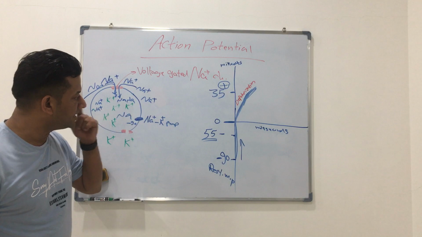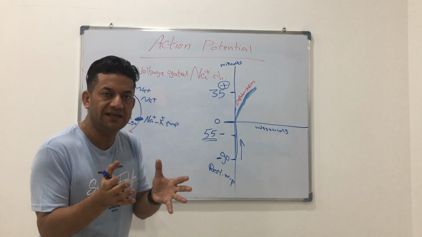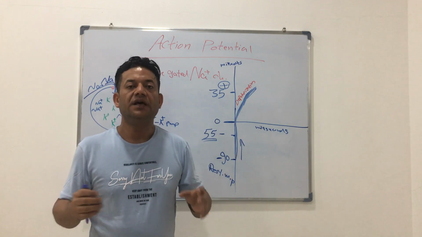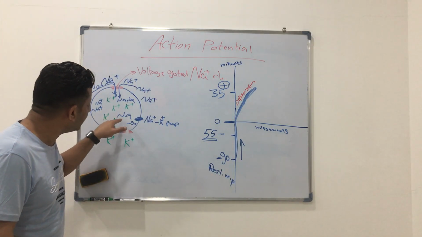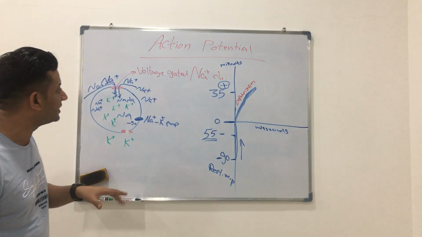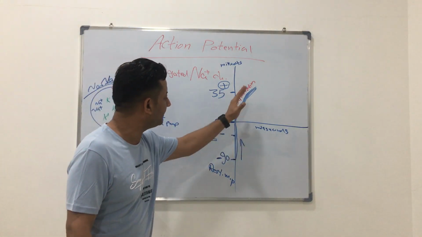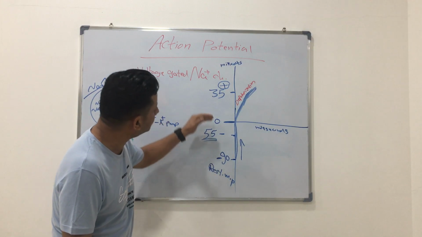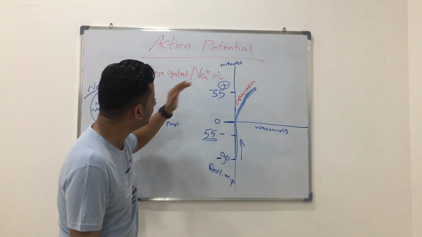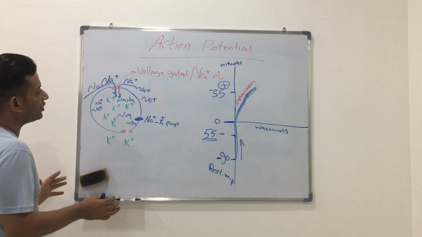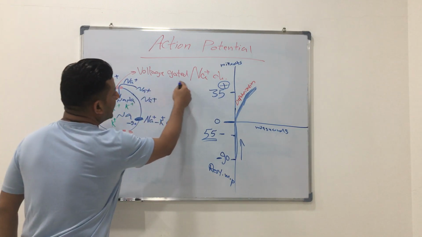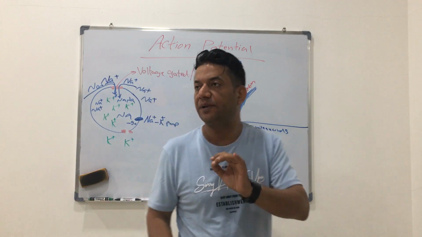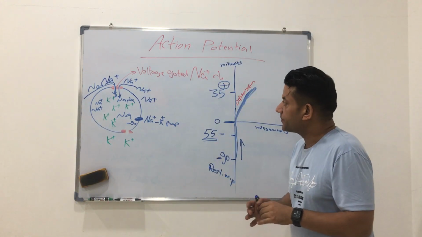Depolarization means the removal of polarization, removal of the negative charge from inside of the cell. So the depolarization phase, which starts from -90 till +35, occurs because of opening of voltage-gated sodium channels when a stimulus is applied. Let's repeat the explanation in Arabic.